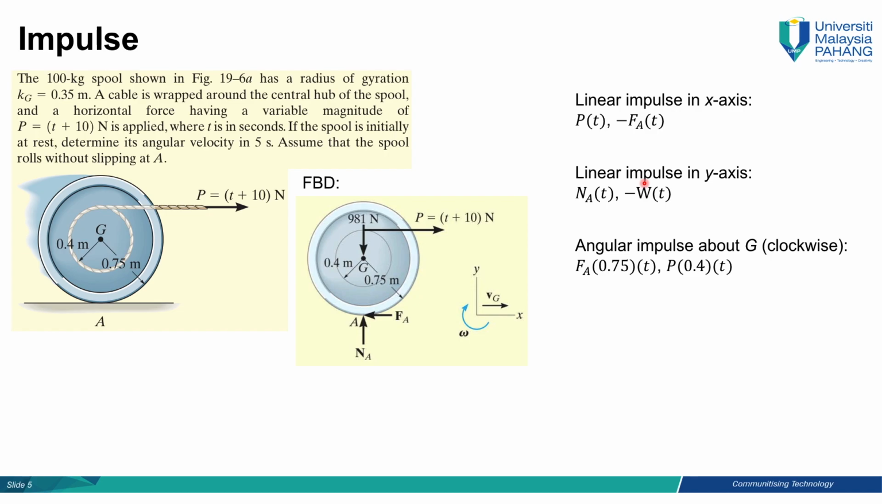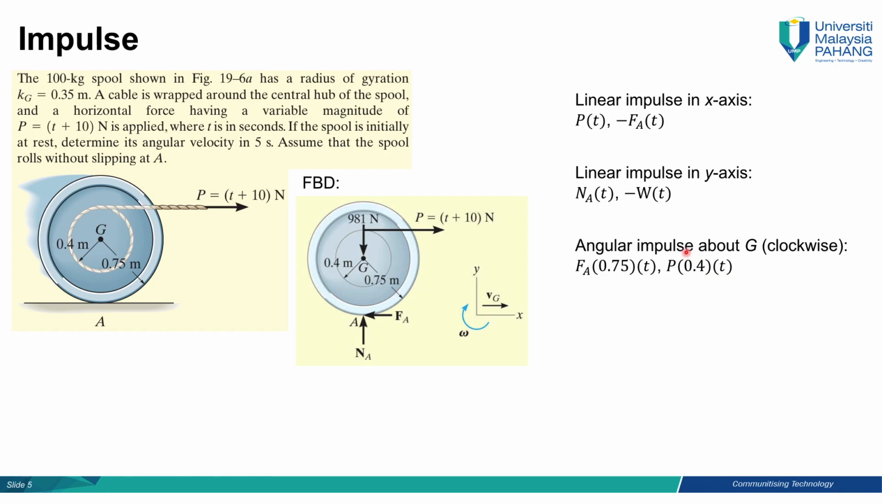And also the linear impulse in the y-axis. We have two forces in the y-axis. One is the normal force pointing in the positive direction, so we have Na times t, t is 5 seconds in this case. And we have the weight pointing down in the negative direction, so minus weight times t. So these are the linear impulses in the y-axis, and those are the linear impulses in the x-axis.